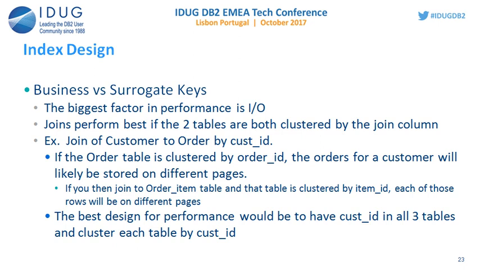If the order number is stored by order ID, 100 orders might be on 100 different pages. And then the item table, if you have a generated item ID, those are all going to be on separate pages. So for performance, the best design would be to have the cust ID, even if it's a generated column, present in all 3 tables, and the clustering index should start with cust ID. And that way, his orders will be near each other.